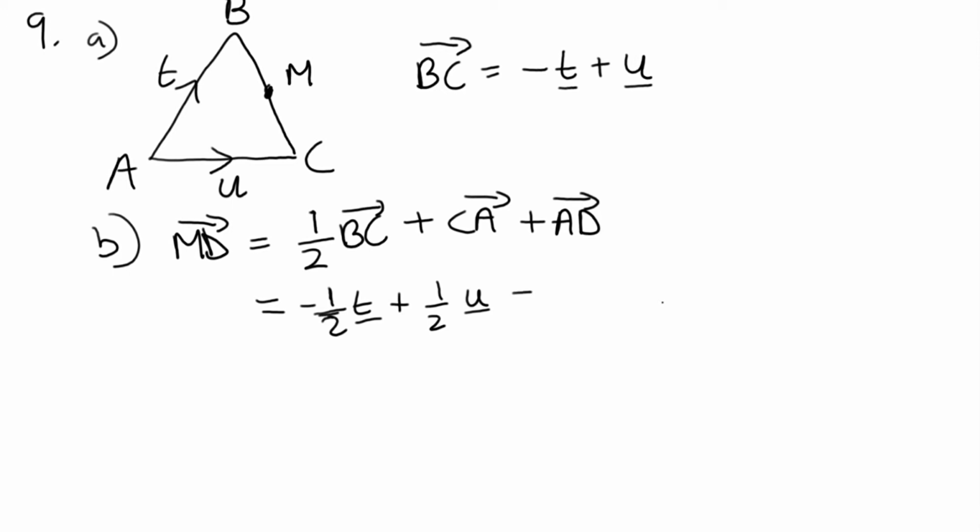CA is minus u because it's going against the arrow, and AD is v that you can't see on the diagram I've drawn above, but if you look at the question paper you'll be able to see it. So the vector v is AD. We've got two sets of u's, so just join that together. So it's minus a half t minus a half u plus v. And that's your final answer.